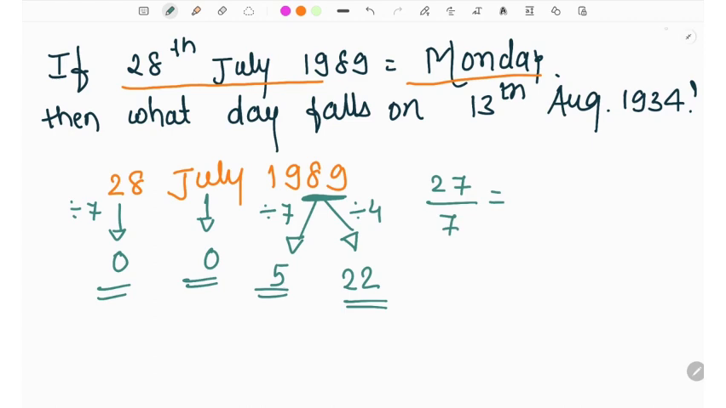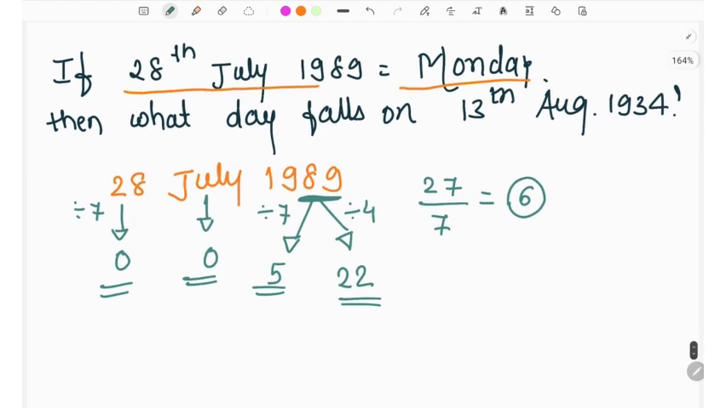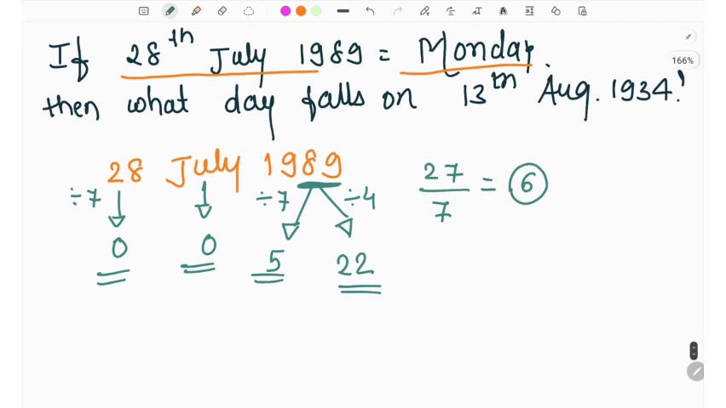Remainder. 7 3s are 21. So 27 minus 21 will give me the final remainder, which is equal to 6. So do I have to do anything with the final remainder, students?